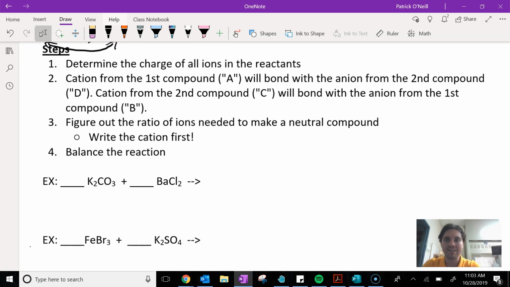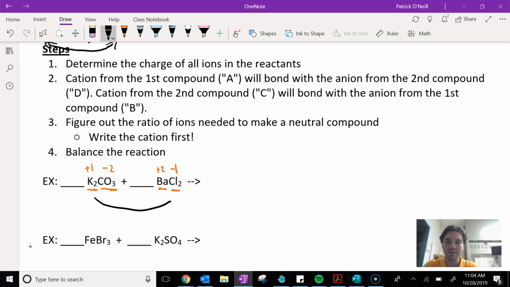First off, we've got potassium carbonate, that's K2CO3, and then we have barium chloride. In this, we have our cation and our anion, and our cation and our anion. We determine the charges of each of these. Potassium is always +1. CO3 is -2. Barium is +2. And chloride is -1.